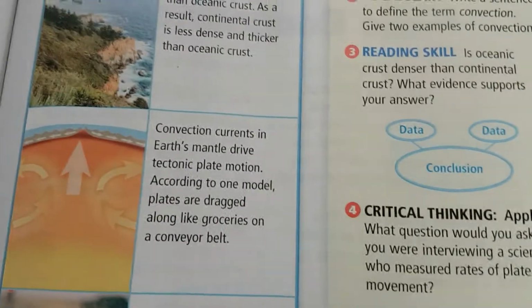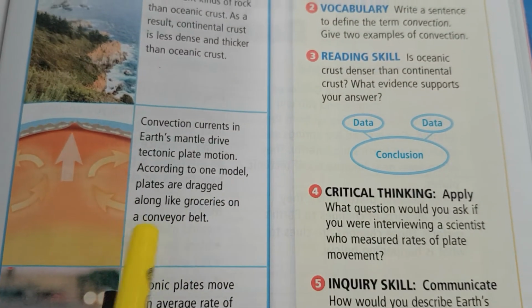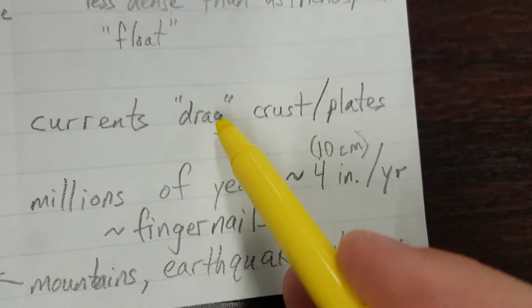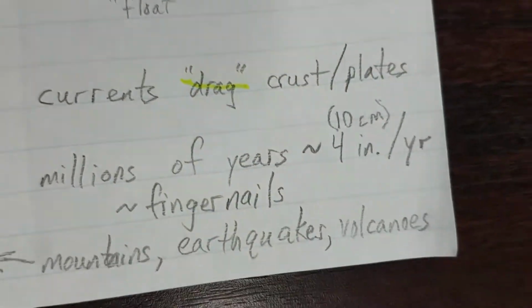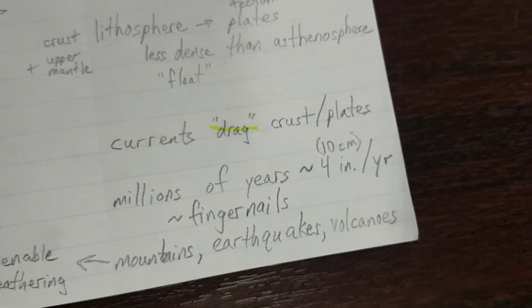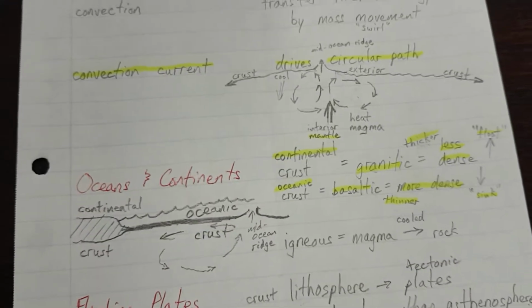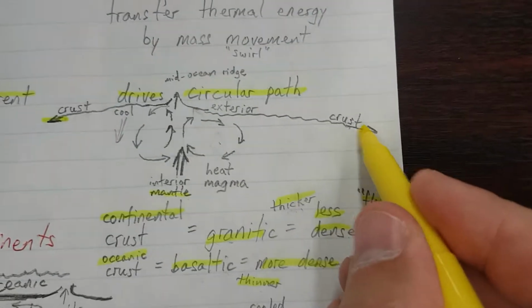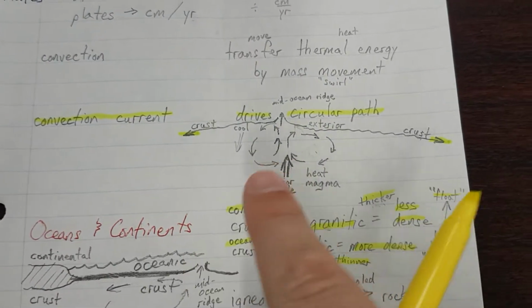According to one model, plates are dragged along like groceries on a conveyor belt. So these currents sort of drag the crust or the plates along. And we sort of drew that here with these little arrows pointing away, showing that they're splitting open.